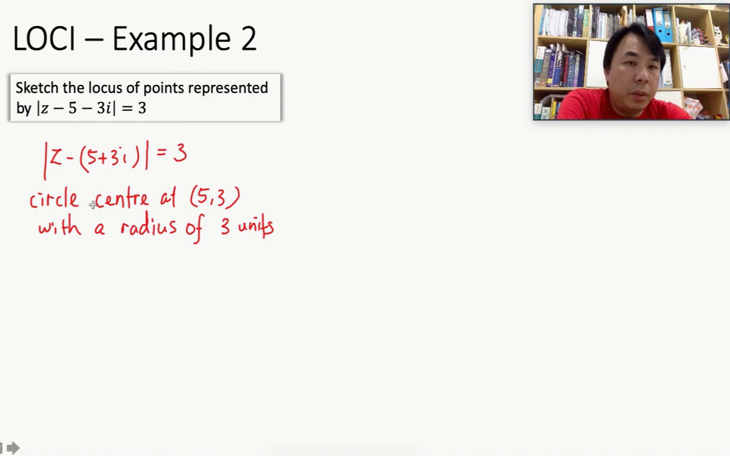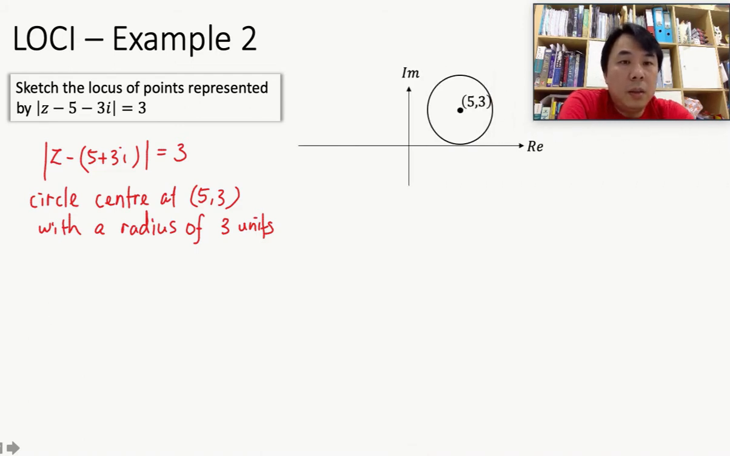Of course, you can prove it algebraically like what we did just now, but the purpose is not to prove it algebraically one more time. If you like, you can do it for your own practice. Now, just let me show you how the diagram would actually look. There you go. We have a circle of radius 3 units centered at (5, 3) here. That is the locus. So the locus is a path traced by all the sets of points that satisfy that complex equation. In this case, the tracing of all the points represents a circle equation. I hope that is clear.